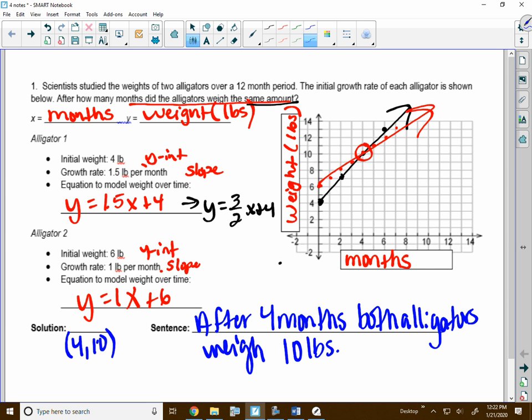You shouldn't even have to read that. You should know exactly what 4, 10 means. I just repeated it like 3 times in a row. What do you think it means? 4 months. What's the 10 mean? Pounds. Yeah. So after 4 months, both alligators weigh 10 pounds.